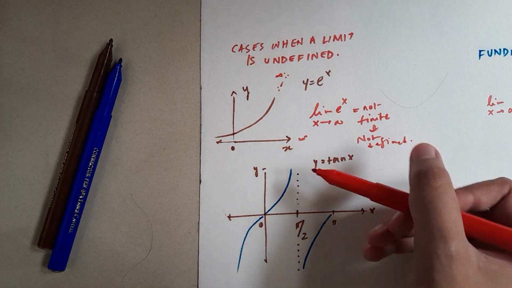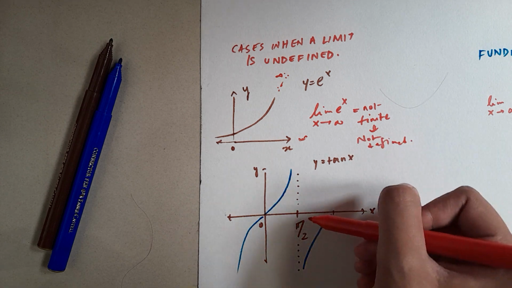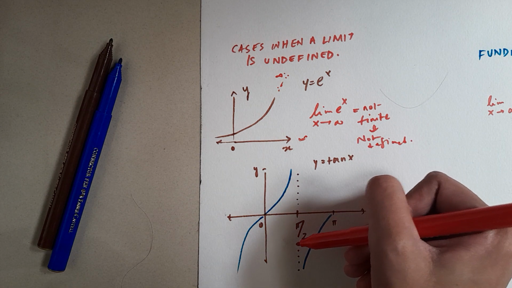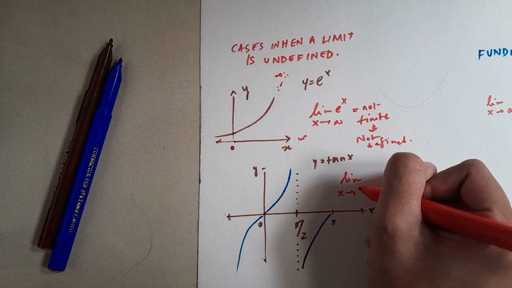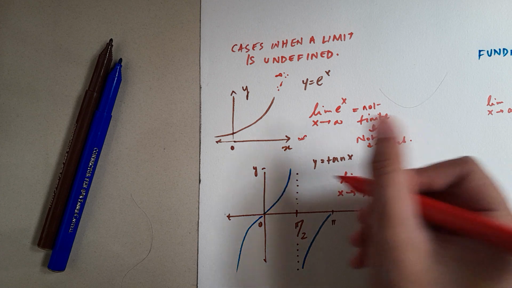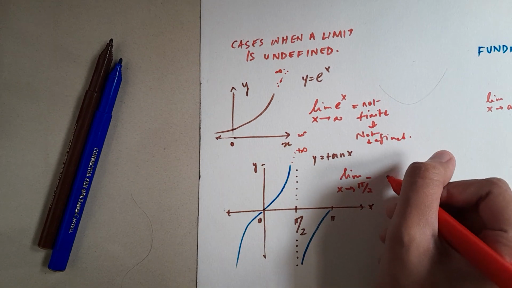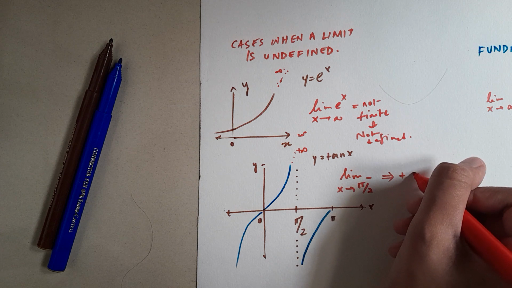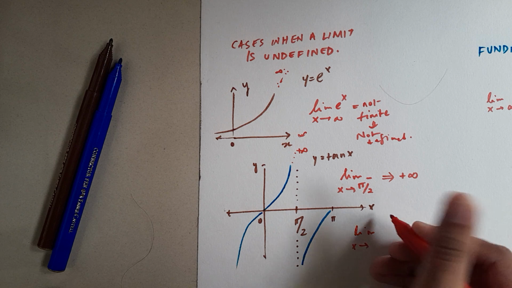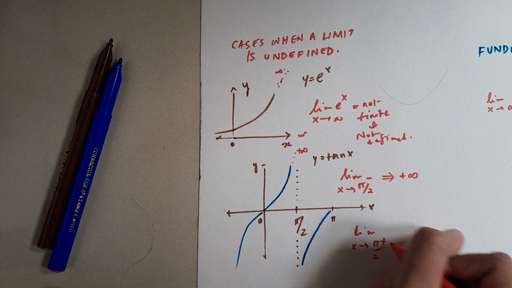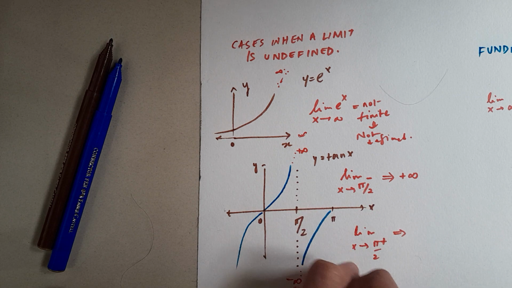Take a look at the graph of y equals tan x. Let's focus when x equals pi by 2. The limit as x approaches a value a bit lesser than pi by 2, you can see that it's approaching positive infinity. And the limit as x approaches a value a bit greater than pi by 2 is approaching negative infinity.